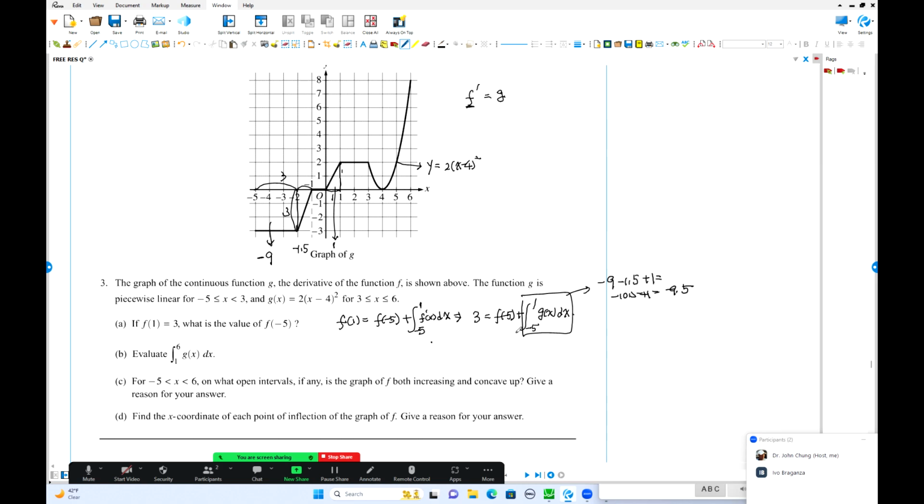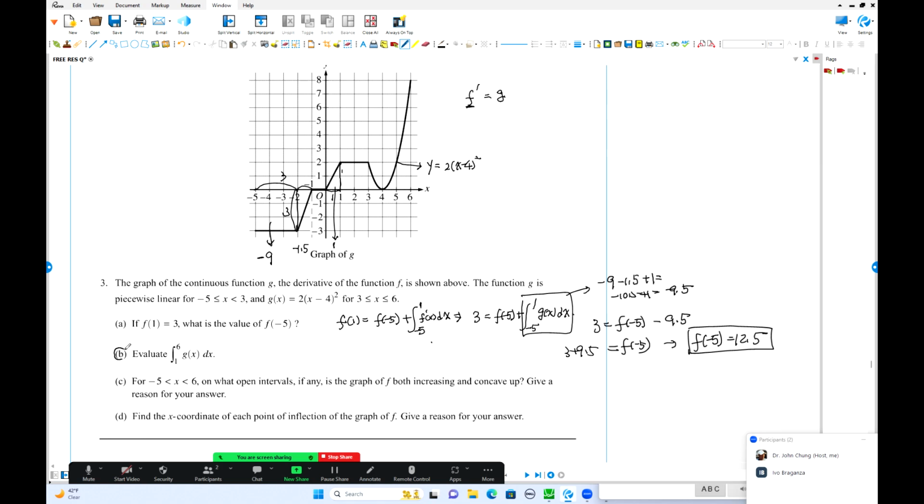So 3 equals f of negative 5 plus negative 9.5. So f of negative 5 is how much? 3 plus 9.5. From here, f of negative 5 equals 12.5, okay? Are you okay with this? Yeah, that's the answer, okay?